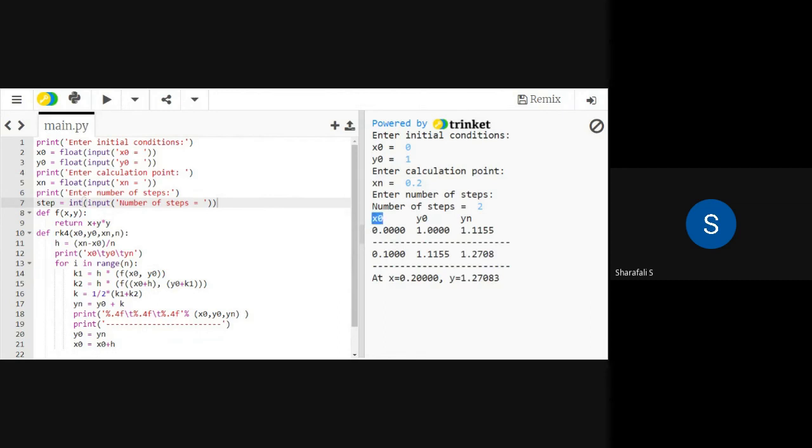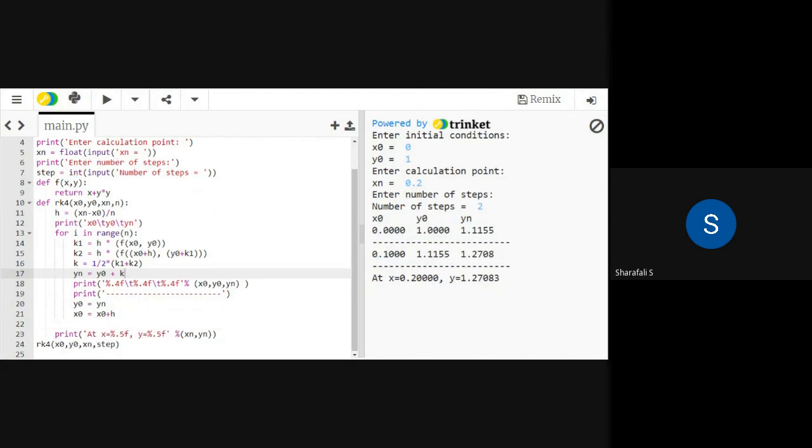Okay, this is x0, y0, yn. That is printed because of this particular print statement. This is x0 tab, y0 tab, and yn, printed like this. And then we have this second print statement, and the corresponding values will be printed here, x0, y0, yn, with one tab space, using backslash t. That is here for the first h value, first step, and this is for the second step.